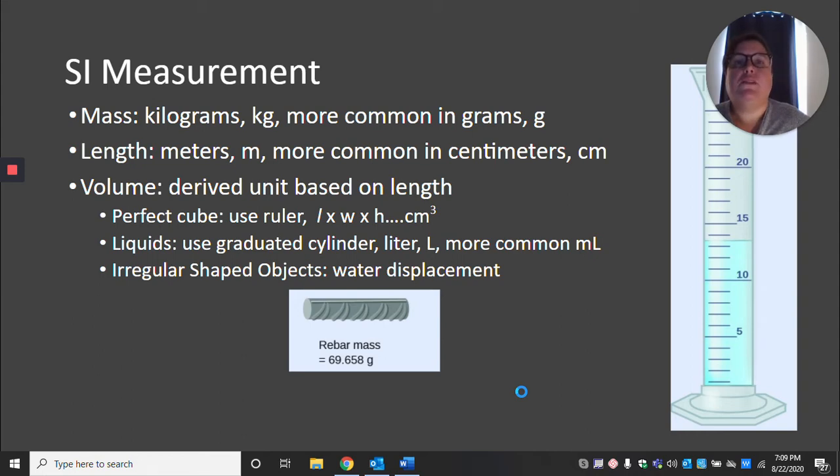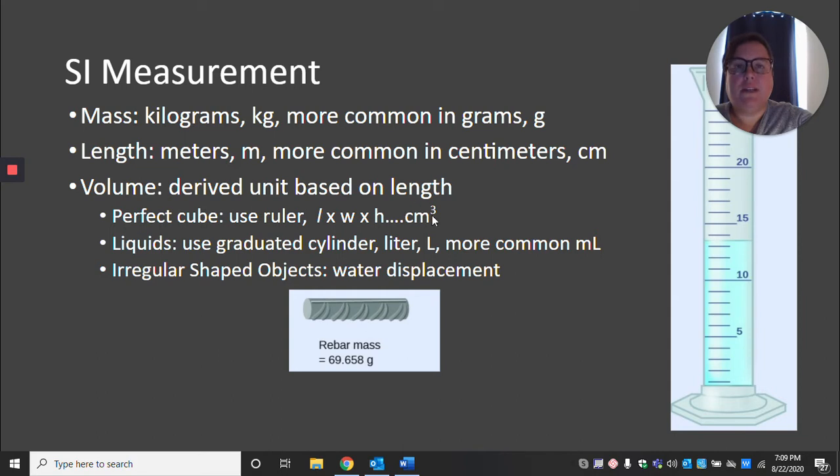Volume is a derived unit, so it doesn't have an SI unit to go with it like our kilograms and our meters. Instead, we have to derive it from length. So when we think about geometry and we think about a cube, we can find the volume of a cube by measuring the length, the width, and the height, and then multiplying those all together. So one of the derived units for volume is centimeters cubed. So centimeters without an exponent is just the length, but centimeters cubed would be the unit for volume.